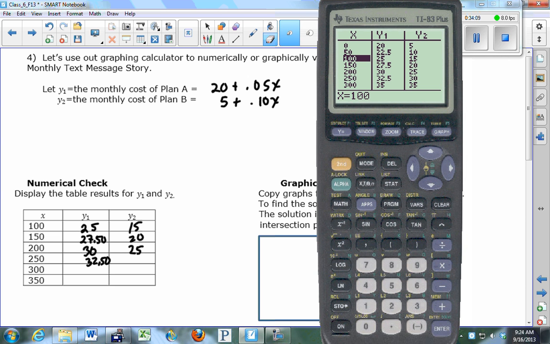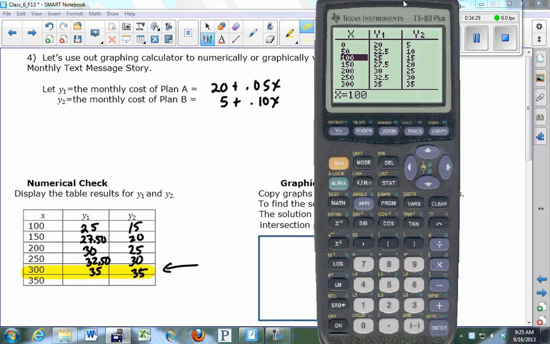$32.50. Yeah. And 300. We know is 35 and 35. We don't have to go any further. That's where our table tells us that our two plans cost the same. Okay, right there at 300. So notice your table verifies what you're doing.